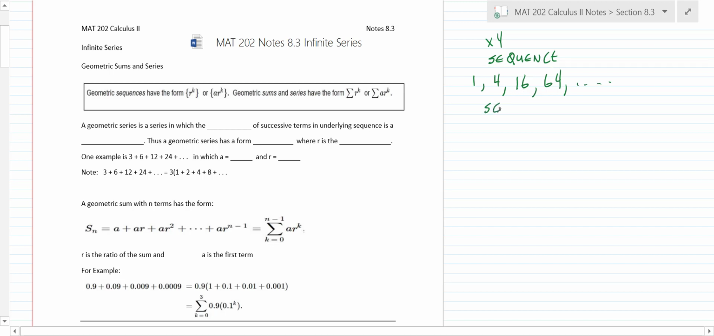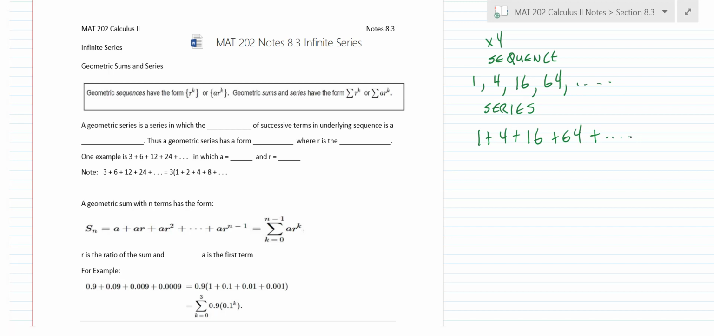Well, how do we make something into a series? What we do with a series is we take a sequence and we add the terms. So you could take that geometric sequence and turn it into a series. And what happens with an infinite series is sometimes they converge, and sometimes we have the ability to find the value of that convergence. Most of the time, we're not going to find the value of the convergence, although we are on a geometric series.